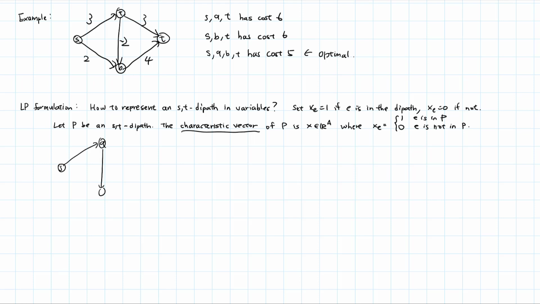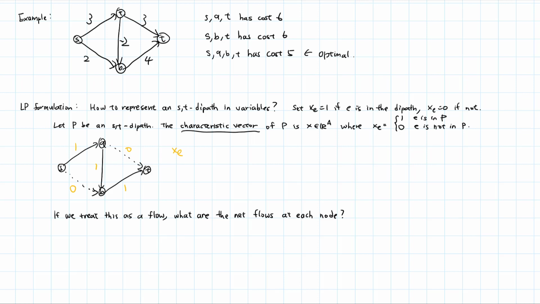For example, the characteristic vector for our dipath SABT is shown here. So arcs SA, AB, and BT have value 1, and arcs SB, AT have value 0. If we treat this as a flow, what are the net flows at each node? That is, what is inflow minus outflow? Well, at S, the net flow is minus 1. At T, the net flow is 1. And for everything else, the net flow is 0.